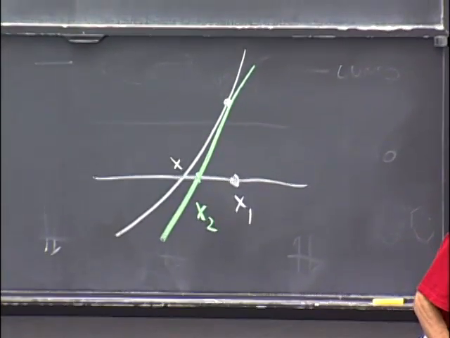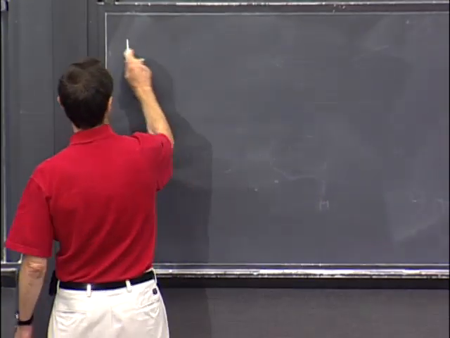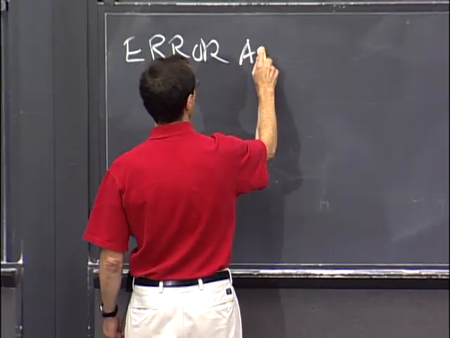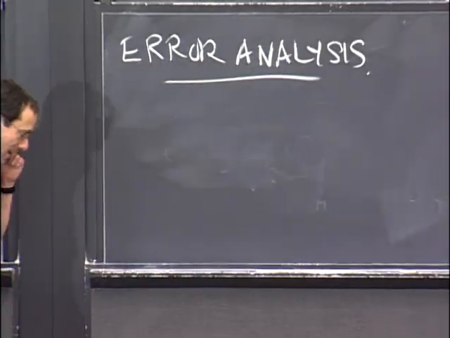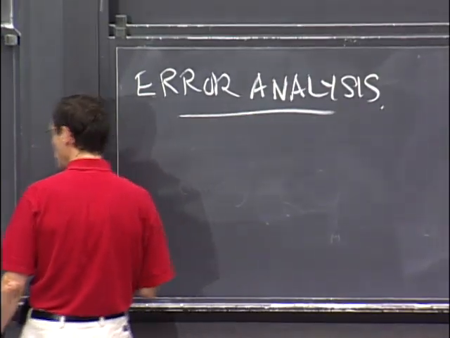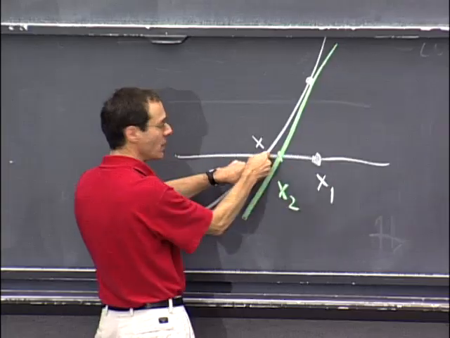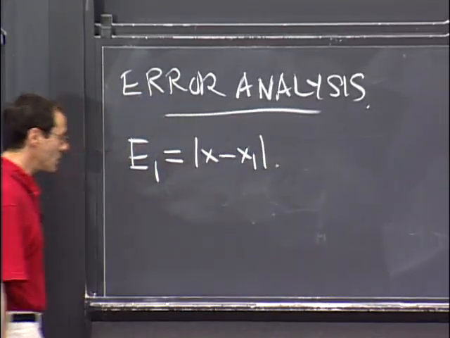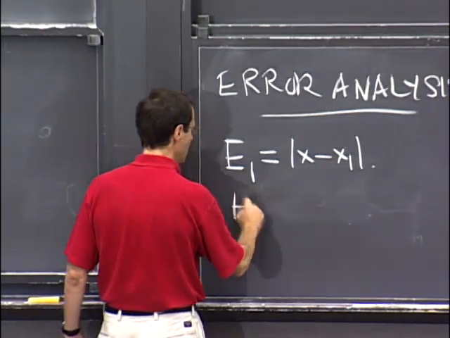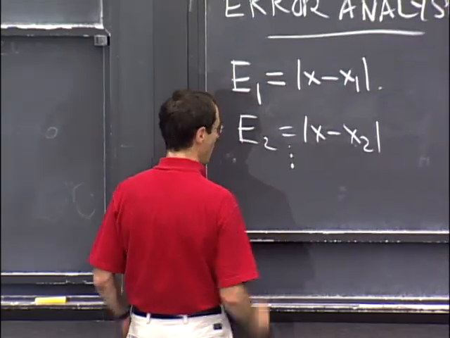And now we're just going to do a very qualitative kind of error analysis. So here's our error analysis. We're starting out, the distance between x1 and x is what we want to measure. In other words, how close we are to where we're heading. And so I'm going to call that error 1. That's x minus x1 in absolute value. And then E2 would be x minus x2 in absolute value, and so forth.